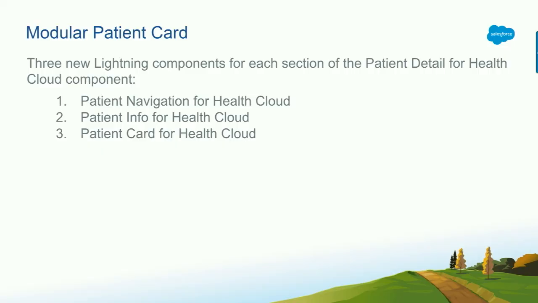So for existing admins, you may be familiar with a Lightning component that we call the patient detail for Health Cloud. And what that really was, was a combination of 3 different areas of functionality. One is navigation, another is the patient info section, and then a third, which is this patient card that can go across multiple objects related to the patient's account and lift up the most pertinent data.